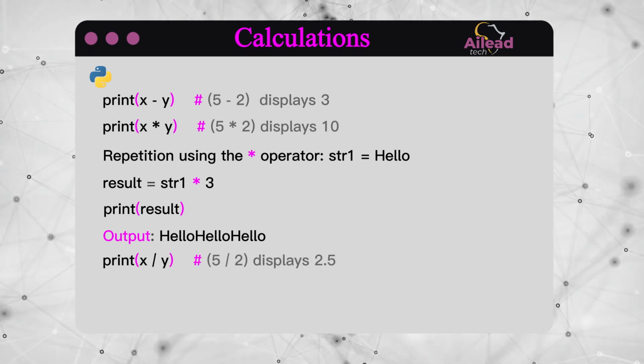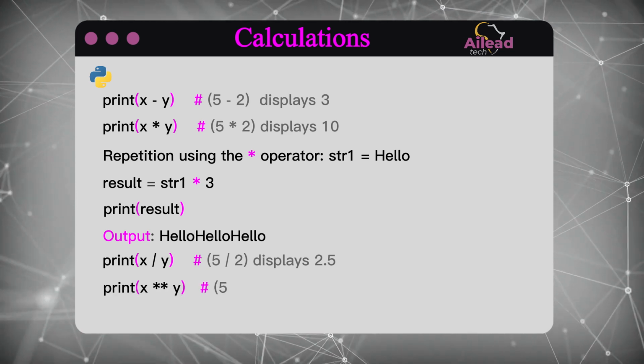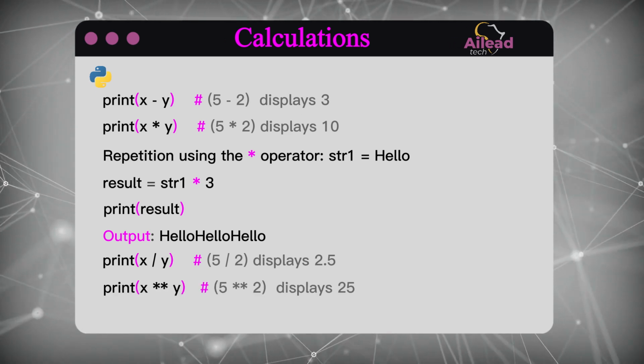Print x divided by y will display 0.5. Also, print x raised to the power of y will output 25.